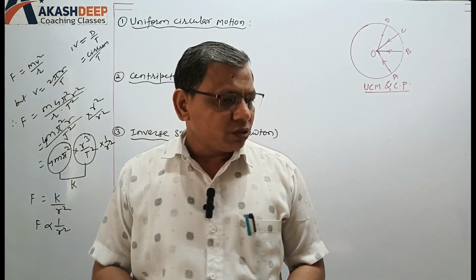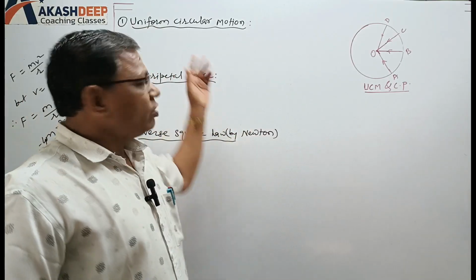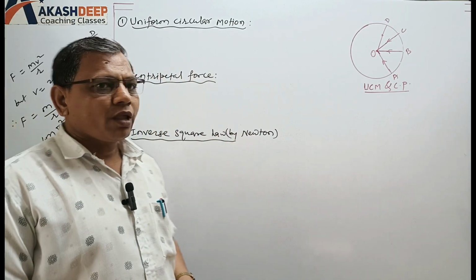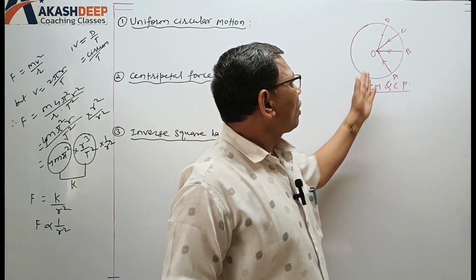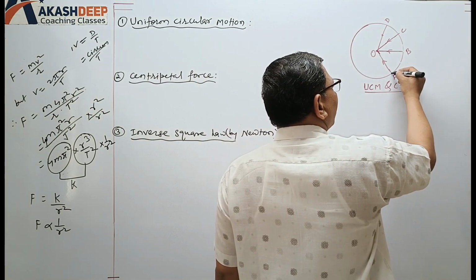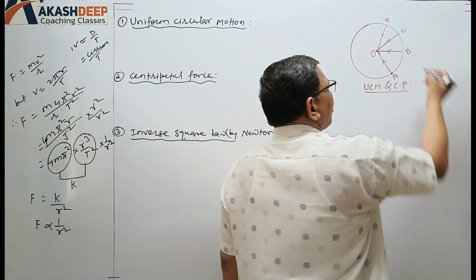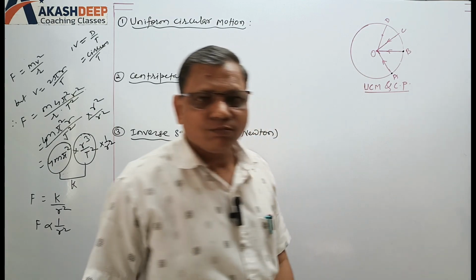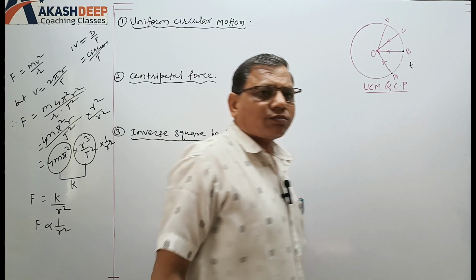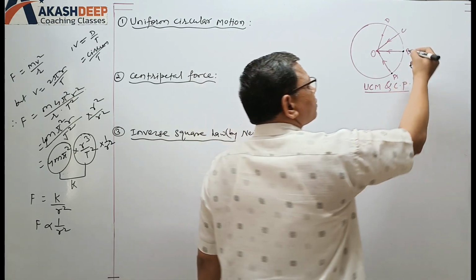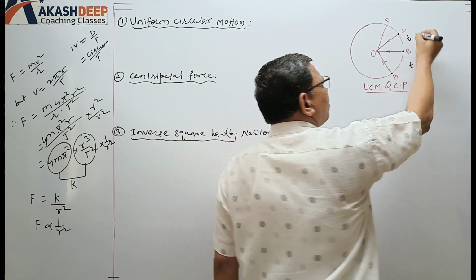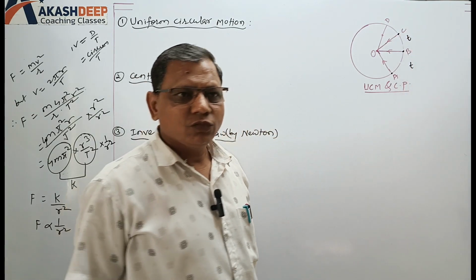Very good morning, students. Let us see uniform circular motion and centripetal force. Now here, see in this figure, an object at position A moves to position B in some small time interval t. Later, it moves from B to C in the same interval of time t.